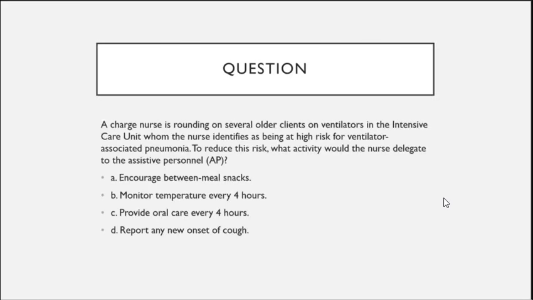Report any new onset of cough. Okay. So we're definitely not giving food. No food on a ventilator. They cannot assess your patient. When you go to the ICU, vital signs are pretty much assessing the patient. So that's why you don't see a lot of text in there.